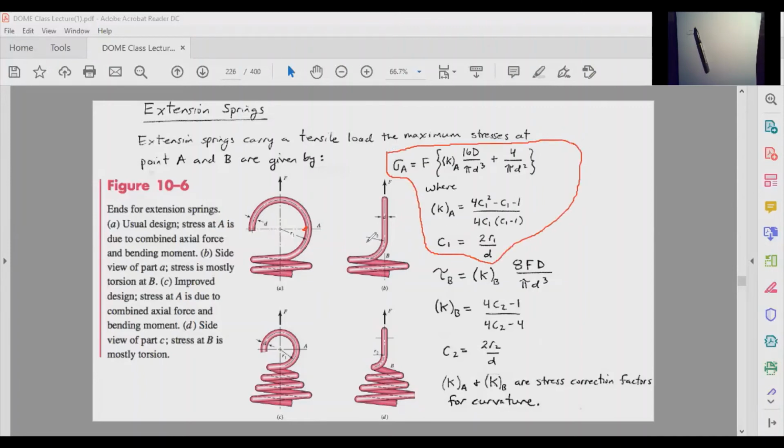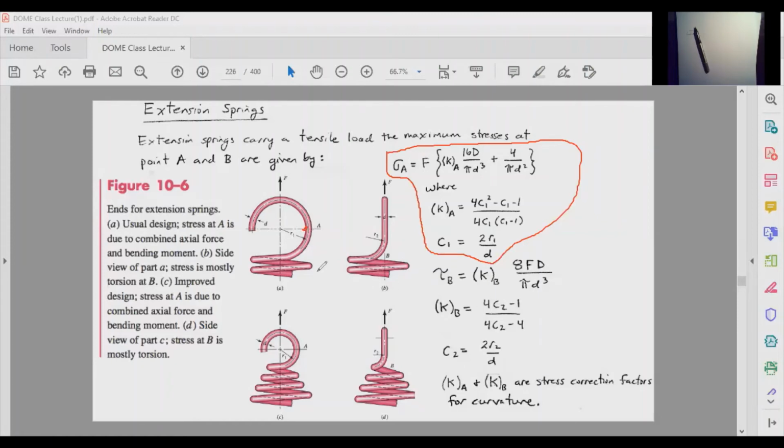So in the case of an extension spring, this is our first point, which is sigma A. It has bending stress as a result of this force, and it also has an axial stress, because that element is not directly below the force. We have a moment, and Ka is going to be this. C1 is going to be 2R1 divided by D, where R1 is the radius of the hook.